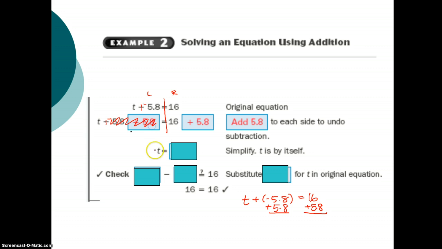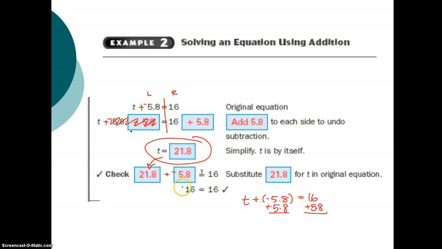That becomes 0. You're left with t. 16 plus 5.8 is 21.8. That's the answer. And again, go back and check. For t, plug in the 21.8, subtract or add the negative 5.8, and you should get, double check your work, and you can see that you definitely get 16.